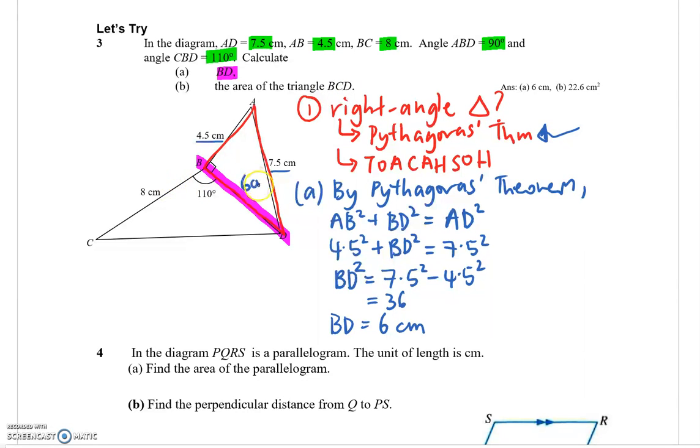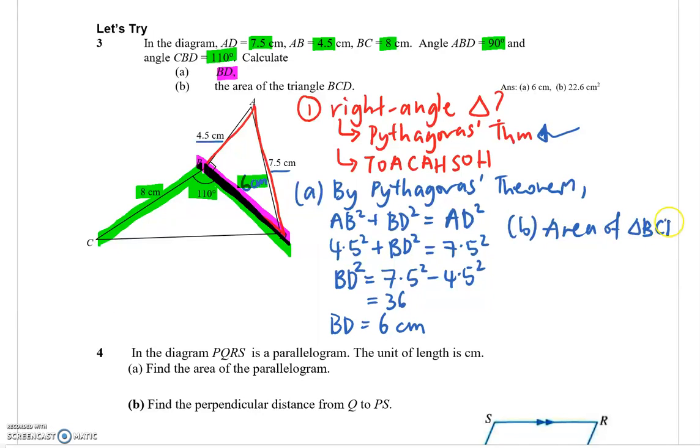Now if you want to find the area of triangle BCD, well, that's not too difficult, right? Because we've already found 6 here, and we have 8, and this gives us the angle in between. So just using our formula, area of triangle BCD equals to half ab sine C. So half times 8 times 6 sine 110 degrees. Press your calculator, you will get 22.6. Do not forget your units, and do not forget rounding off to 3 SF.